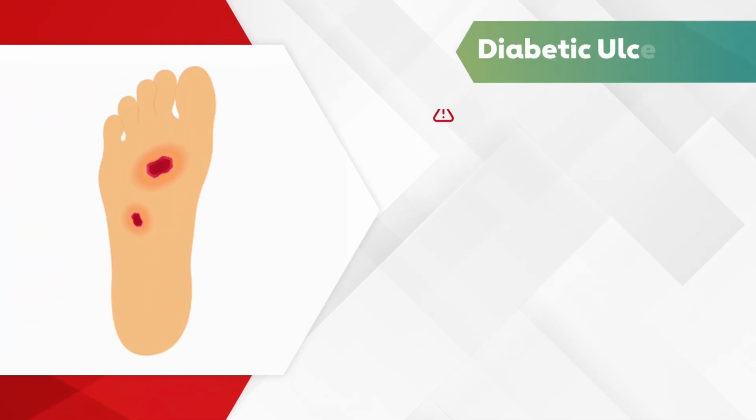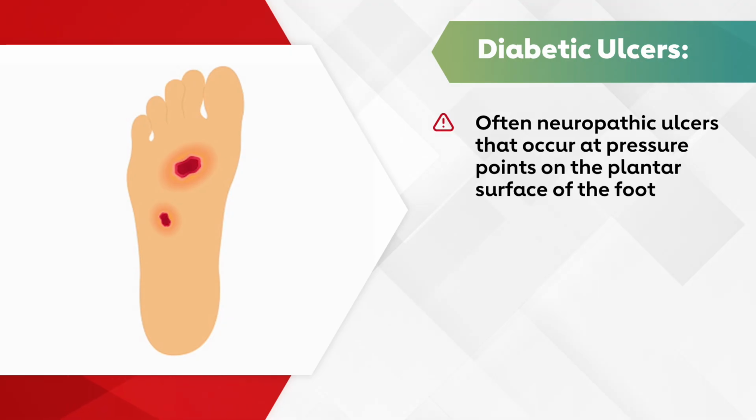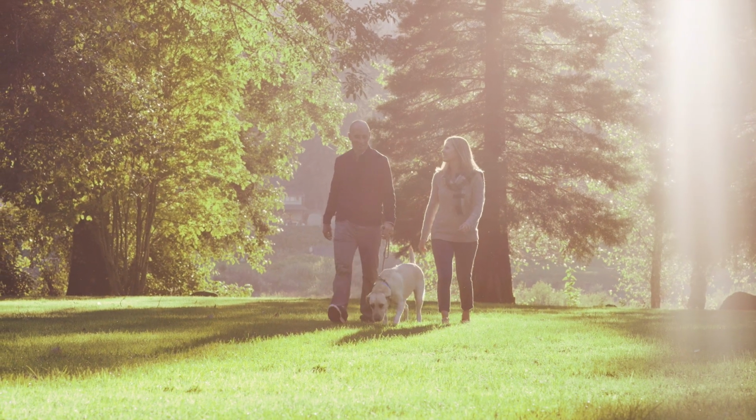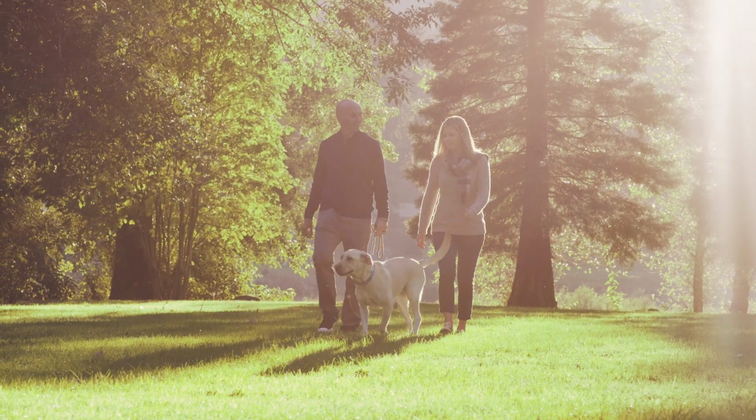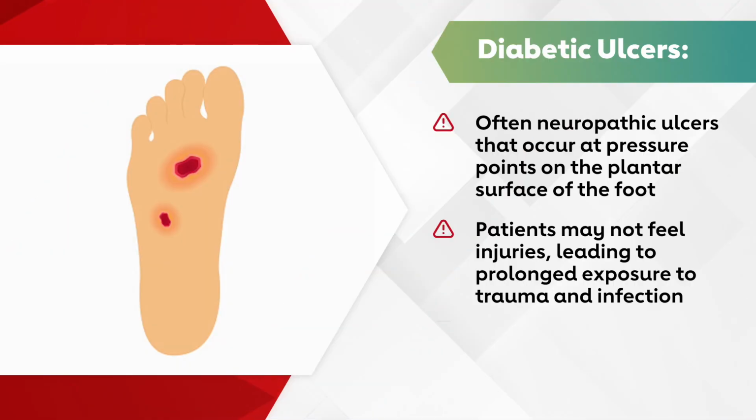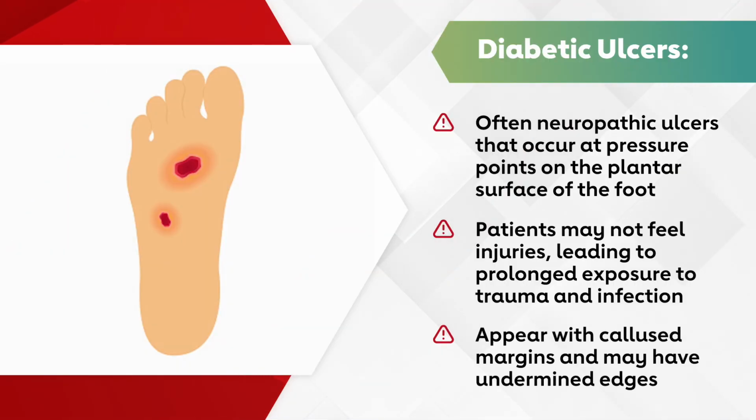First, diabetic ulcers. These are often neuropathic ulcers that occur at pressure points on the plantar surface of the foot. Due to sensory loss from neuropathy, patients may not feel injuries, leading to prolonged exposure to trauma and infection. They appear with calloused margins and may have undermined edges.